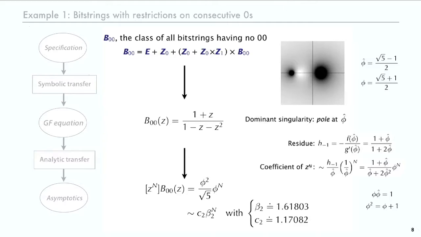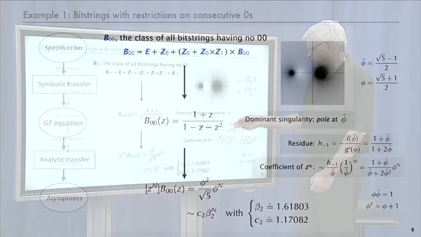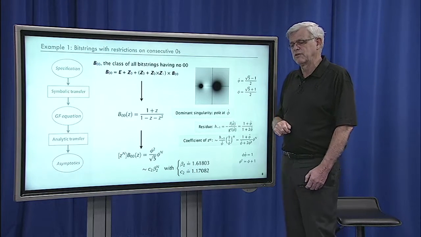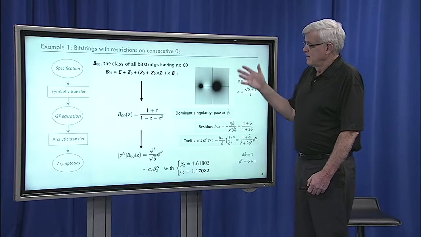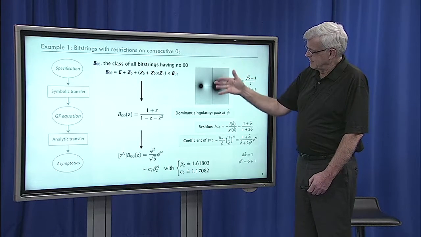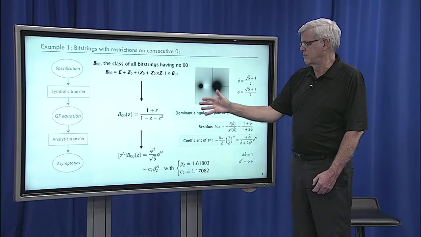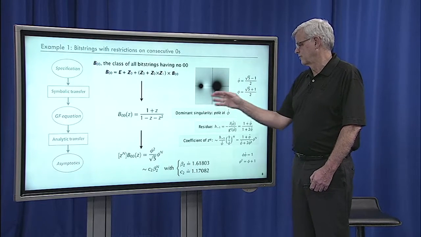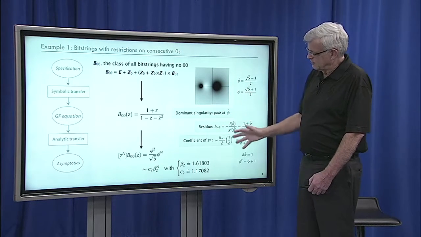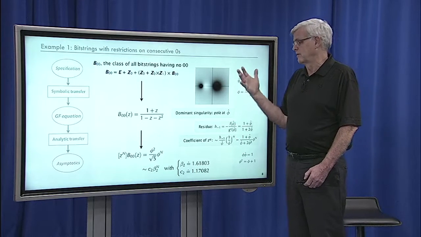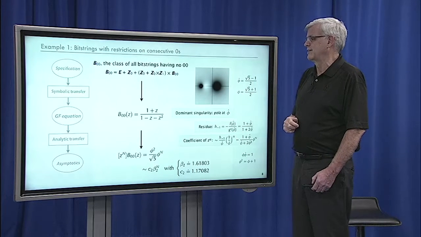We get the end result that the coefficient asymptotics of that is going to be close to golden ratio to the n times a constant that we can calculate. So again, directly, just by finding the singularity, the closest root to the origin, then doing the calculations according to the normal procedure, we get the coefficient asymptotics.